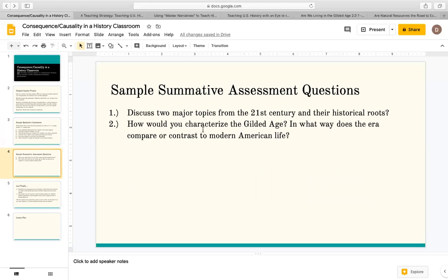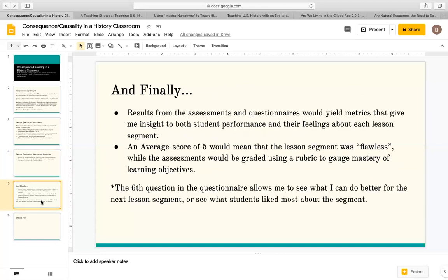Number two, how would you characterize the Gilded Age? In what way does the era compare or contrast to modern American life? Again, another assessment that asks AP students to do a little bit of recalling, but application as well. Recall what the Gilded Age was about, and then either compare or contrast it to modern American life. So I would have gathered scores from those assessments.